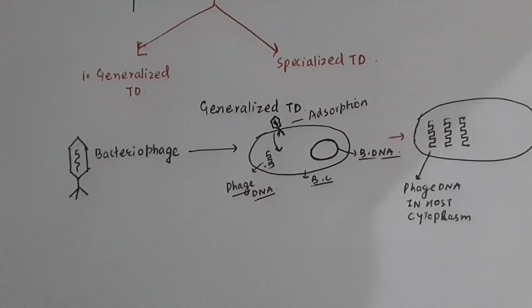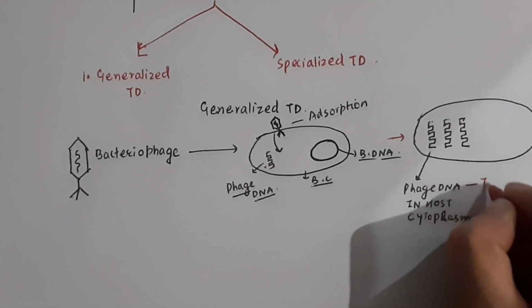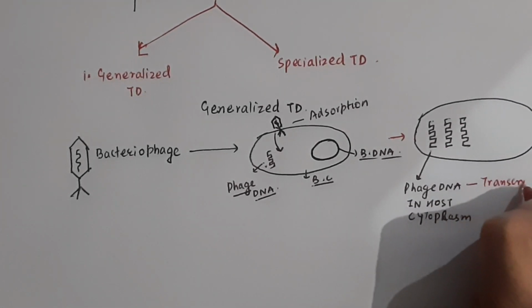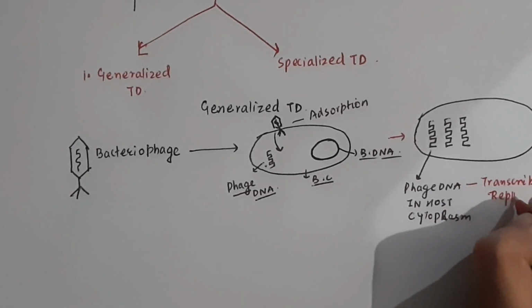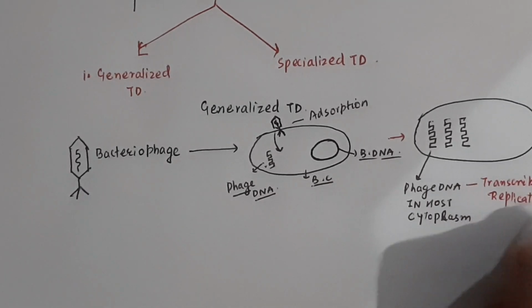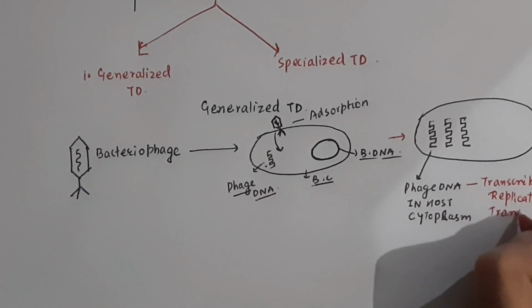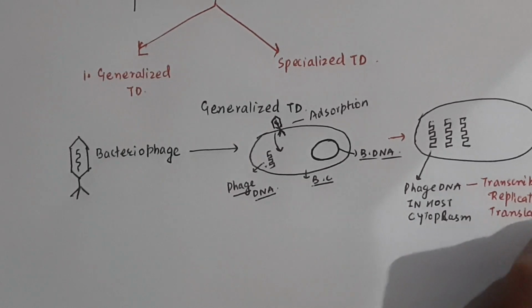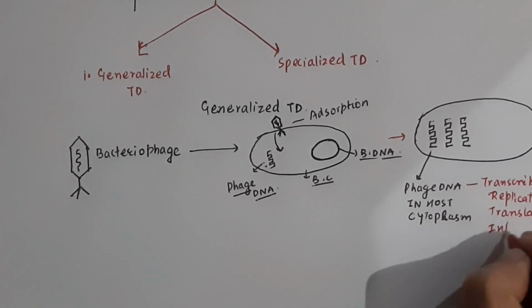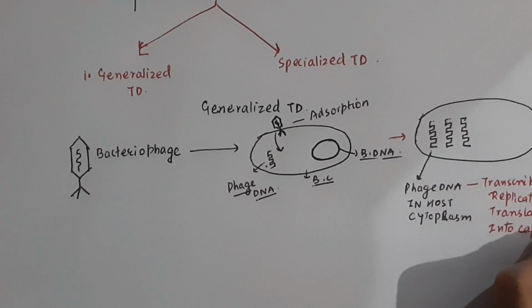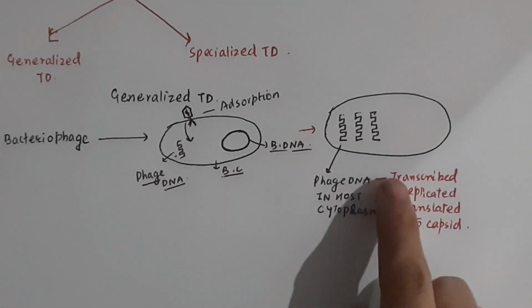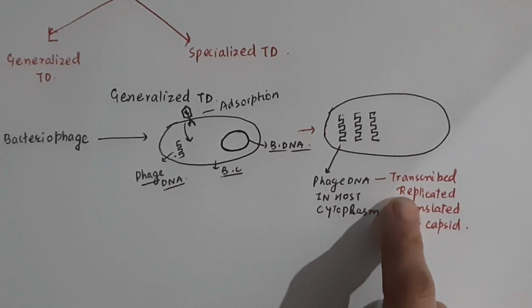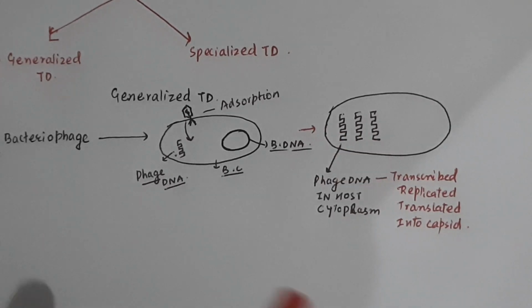This is transcribed, replicated, makes its own copies, and translated later on into capsid. So this phage DNA is transcribed, translated and replicated in the host cytoplasm.